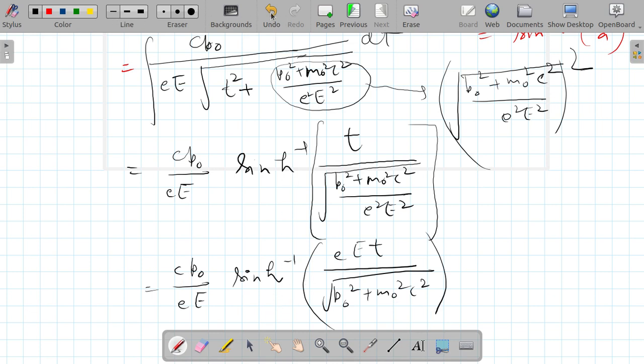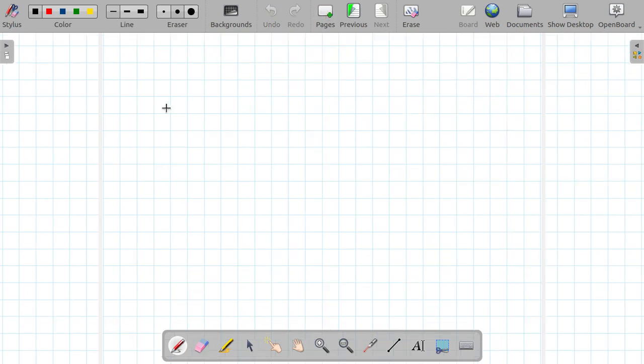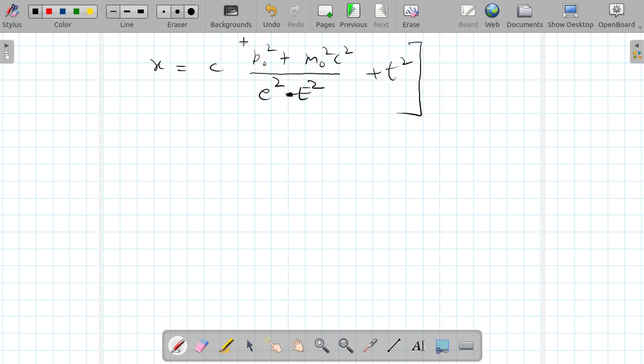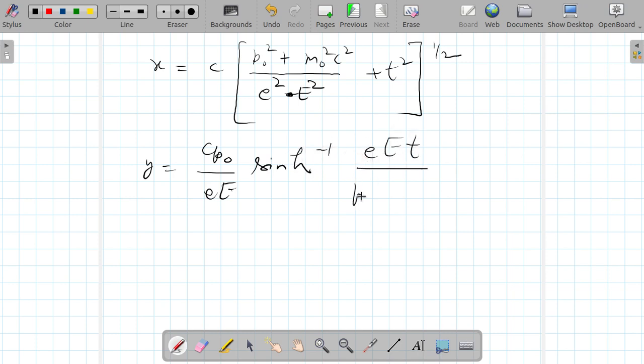So now the value of x is this one: C over E times P naught square plus M naught square C square, all over E square, into capital E square plus T square, whole raised to power 1 by 2. And Y is C P naught over E E sine hyperbolic inverse of E E T over P naught square plus M naught square C square.